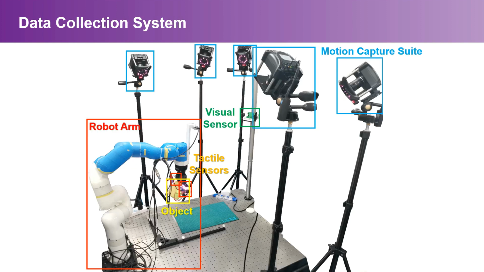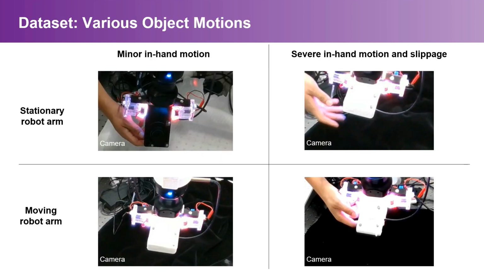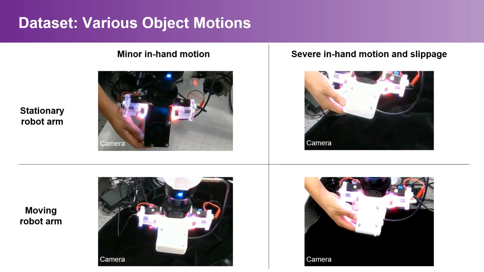To examine the effectiveness of Tactile, we curate a real dataset due to the lack of large-scale datasets supporting our research. Here shows our data capturing system, including the in-hand object, the tactile sensors, the visual sensor, the robot arm, and the motion capture suite. We apply various motions to the object to reflect different tracking challenges.